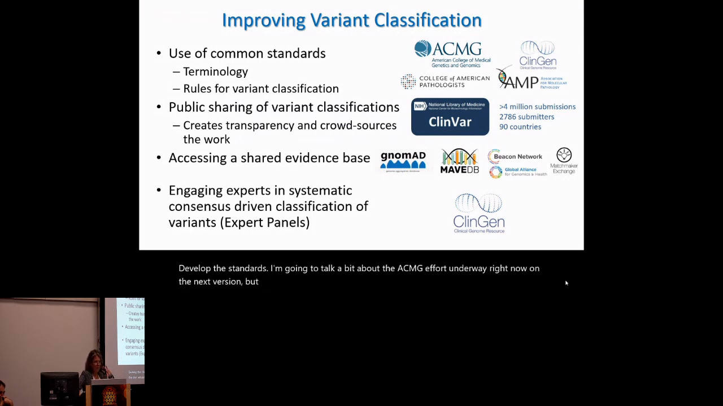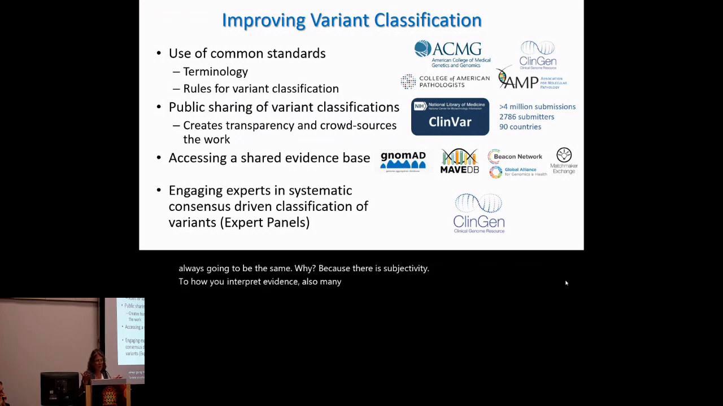But in addition to putting out common standards, publicly sharing your own variant classifications is critical. So we've largely centered around submission to ClinVar as the primary way that a clinical lab or a research group shares their variant classifications. This creates transparency. It crowdsources the work. They're not always going to be the same. Why? Because there is subjectivity to how you interpret evidence.